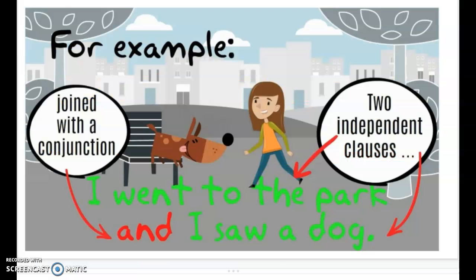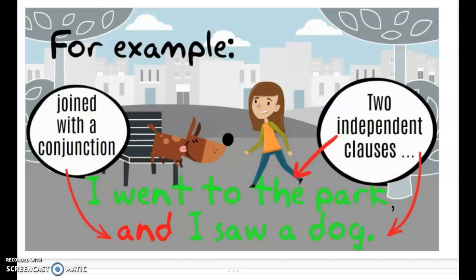Another example. I went to the park and I saw a dog. What are the two independent clauses in this sentence? The first one is I went to the park. Second one is I saw a dog. Combine them together to form a compound sentence, joined with a conjunction. Just so you know, there should be a comma here. Yep, I went to the park, comma, and I saw a dog, because they are two independent clauses.